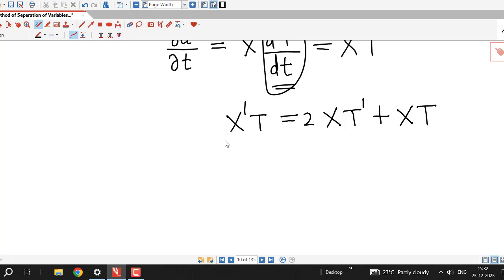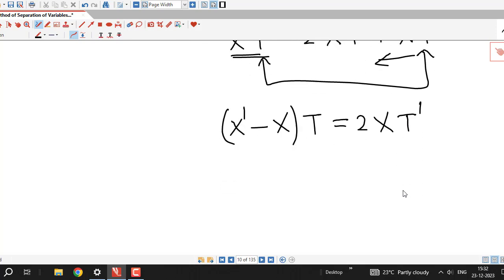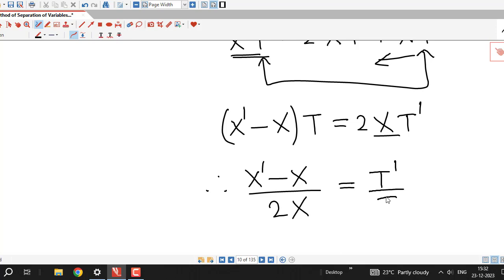Now we have to separate the variables, that is, find the separation for capital X and capital T. We can observe that in these two terms we have capital T common. So we transfer this term to the left hand side and take T common, and we have X dash minus X times T equal to 2 times X T dash. Again we can transfer the terms containing capital X to one side. We take this 2X on this side, and here we have T dash over T.